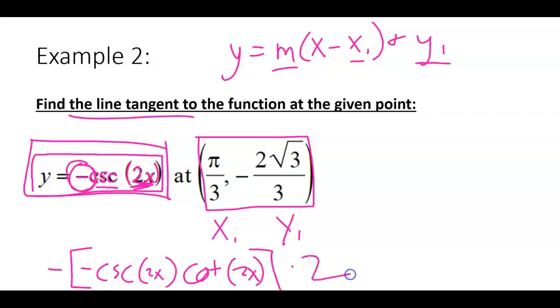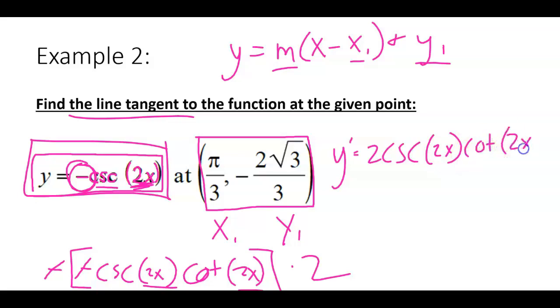Now, this always gets people. People are like, wait a minute, there's 2 of them. Do we have to do it twice? And the answer is no. This is the derivative of the outside, and this is the derivative of the inside. So, no, you don't need to take the derivative twice of the inside. It's just once. Okay, so the negatives cancel, right? And the 2 goes in the front. So here's my derivative. Y prime is equal to 2 cosecant 2x cotangent 2x. So we're getting there.